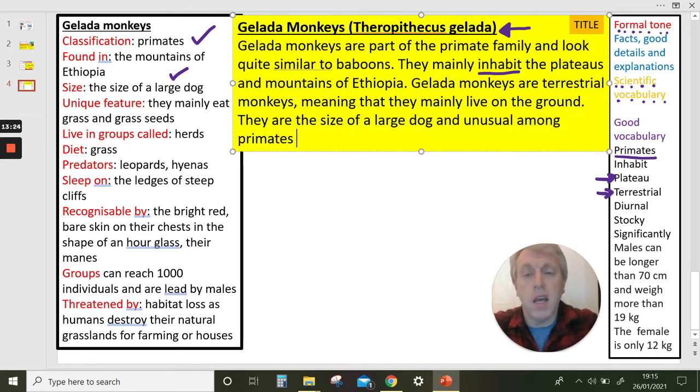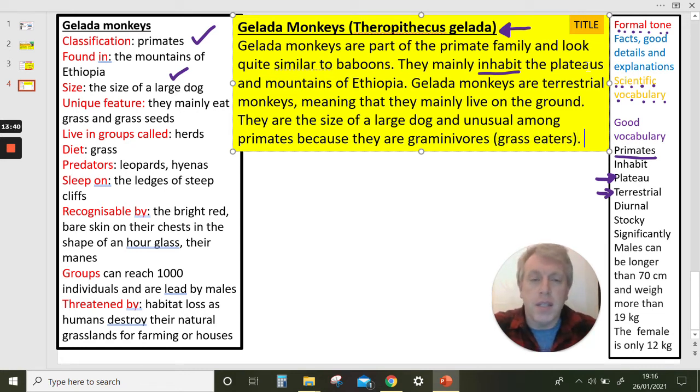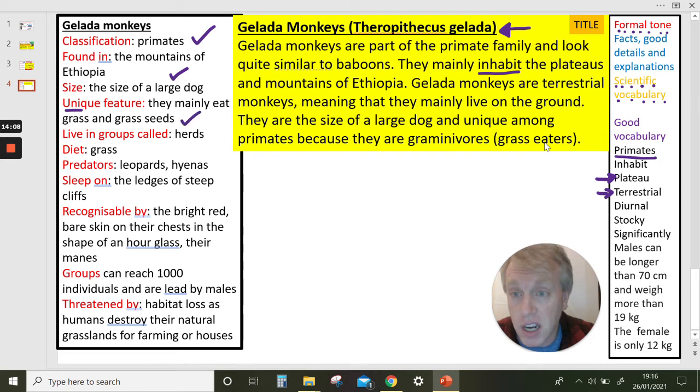among primates because they are, do you remember that word, grass eaters? Graminivores. Grass eaters. Oh, I could do better than unusual. I'm going to use that word unique, meaning that they're the only kind of primate that mainly eats grass. Okay. So, there we are. I've used some of the ideas from the next bit, that unique feature, that they mainly eat grass and grass seeds.